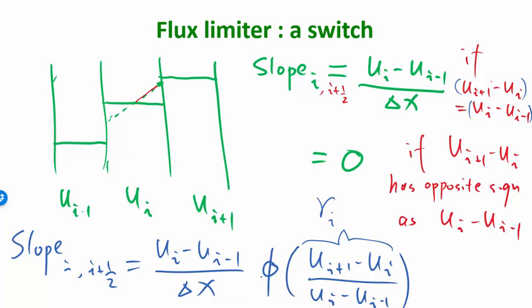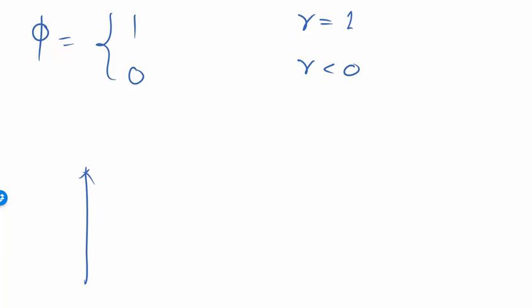So if r is equal to 1, phi should be 1. If r is negative, phi should be 0. Okay, very good. So we already know two constraints we want. We know that phi should be equal to 1 if r is equal to 1, and phi should be 0 if r is less than 0. Or if you draw the diagram of r and phi, right?